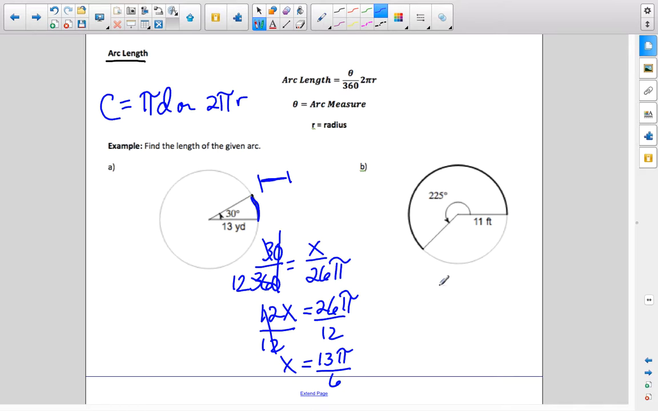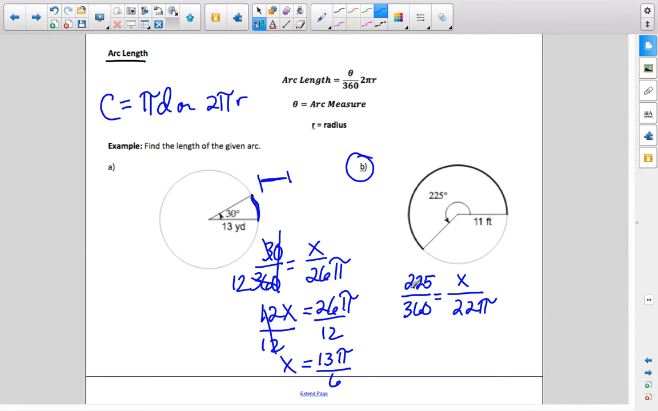Now over here on example 2, on B, our angle is very big, more than a semicircle here. 225 is what they're showing us, and we're trying to find the length of this big arc. So we do the part of the angle measure over the total, and that equals, we don't know what this arc length is, but we're going to compare it to the whole circle, the circumference, which would be 22 pi. Since our radius is 11, we want to double that to get the diameter.